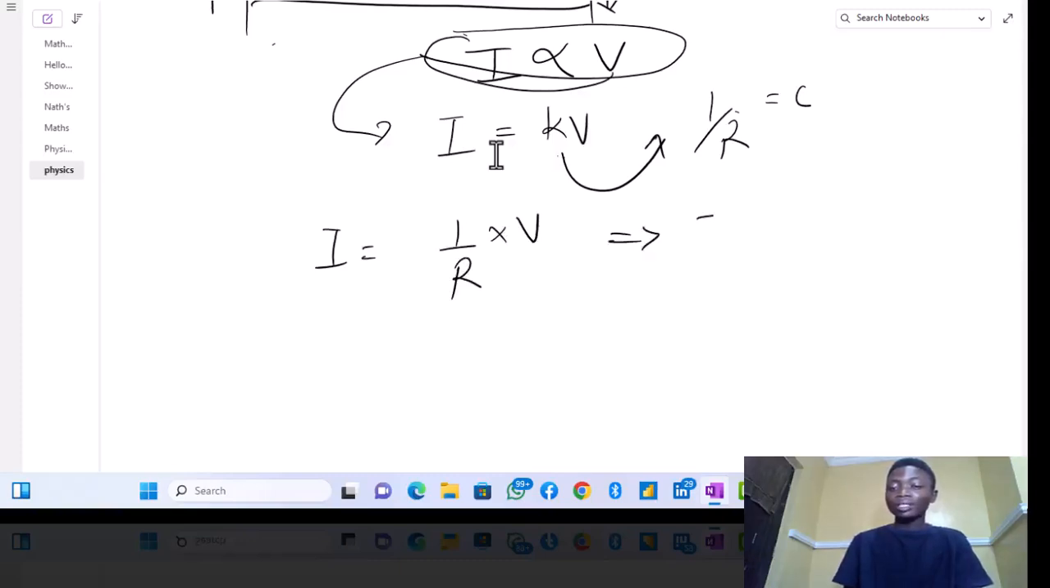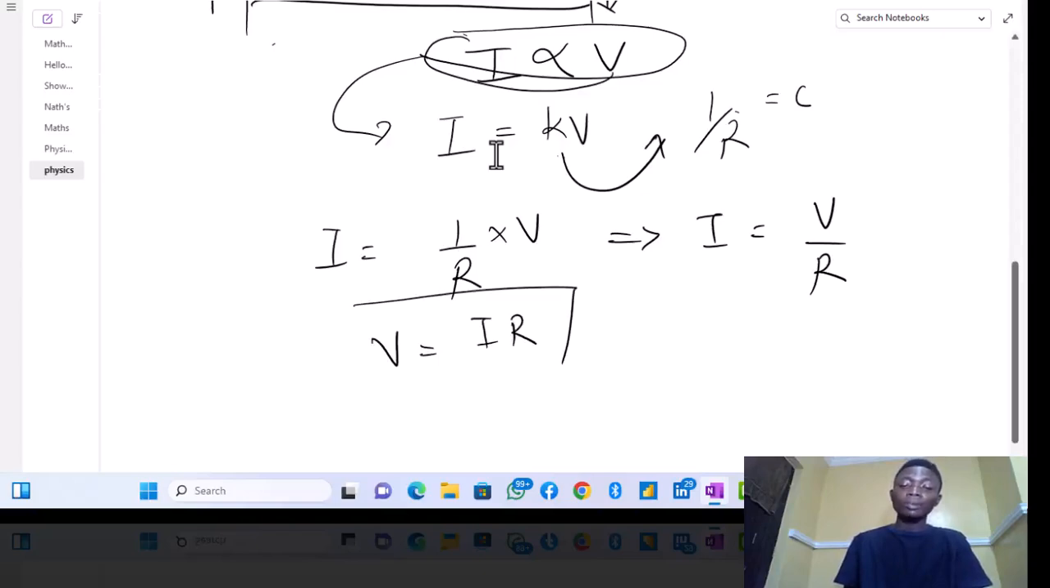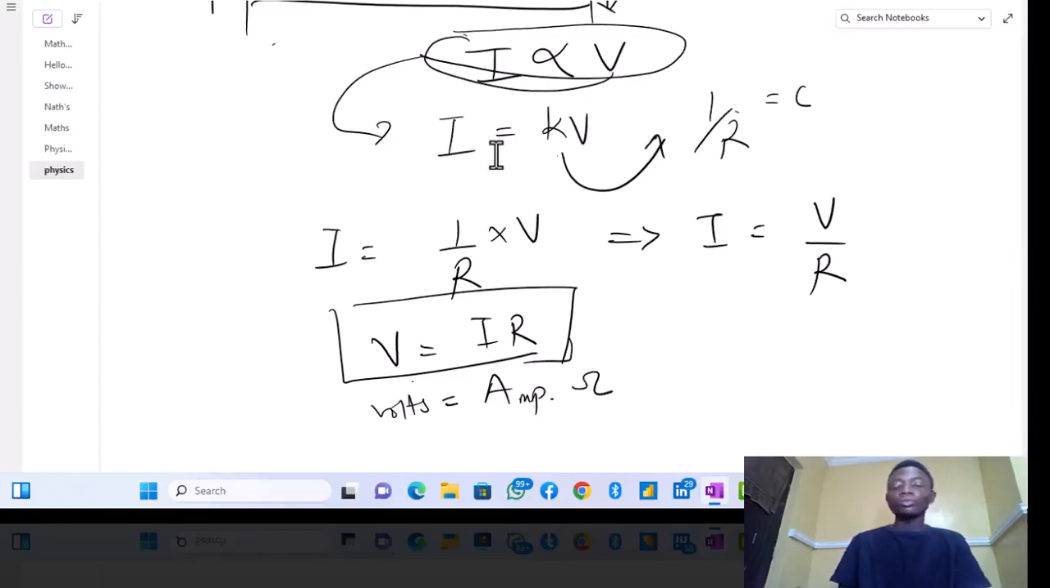Then this implies that I equals V over R. If I cross multiply, I have V equals IR. So this is the mathematical representation of Ohm's law. Don't forget that V is measured in volts, I is measured in amperes, and R is measured in ohms. So this is the simple representation of Ohm's law, and this law is very useful when it comes to both current and static electricity.